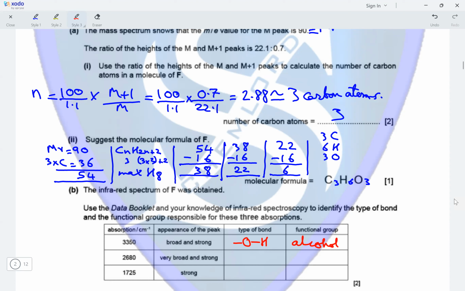At 2680, very broad and strong is due to another OH group, but this time this OH group is part of the carboxylic group, carboxylic acid. At 1725, we have a strong peak corresponding to C double bond O, and since the carboxylic acid group has already been identified in the absorption at 2680, this C double bond O also belongs to that same carboxylic acid group.